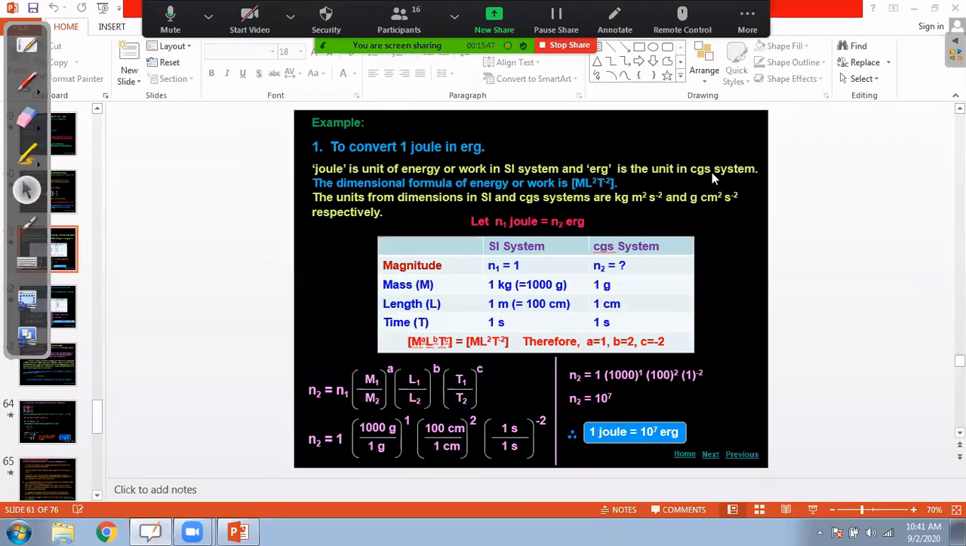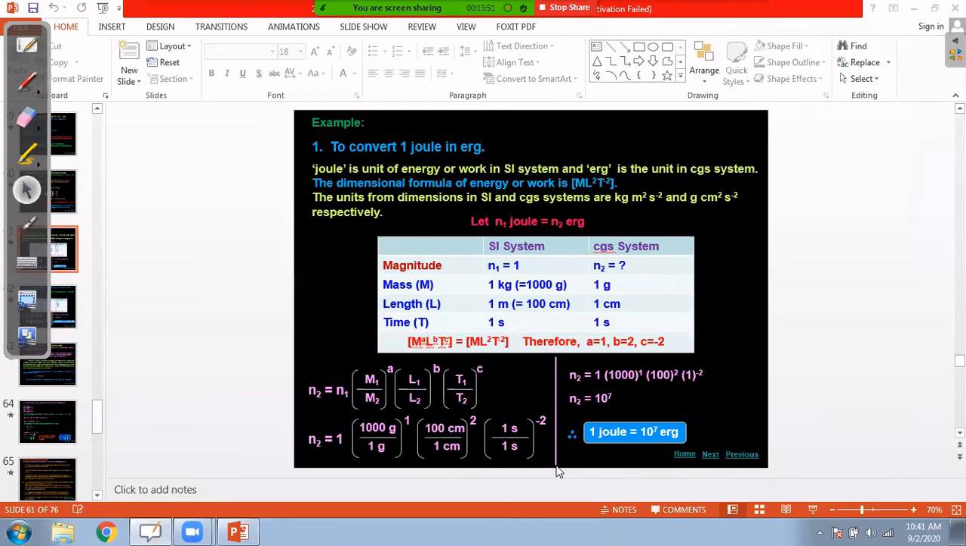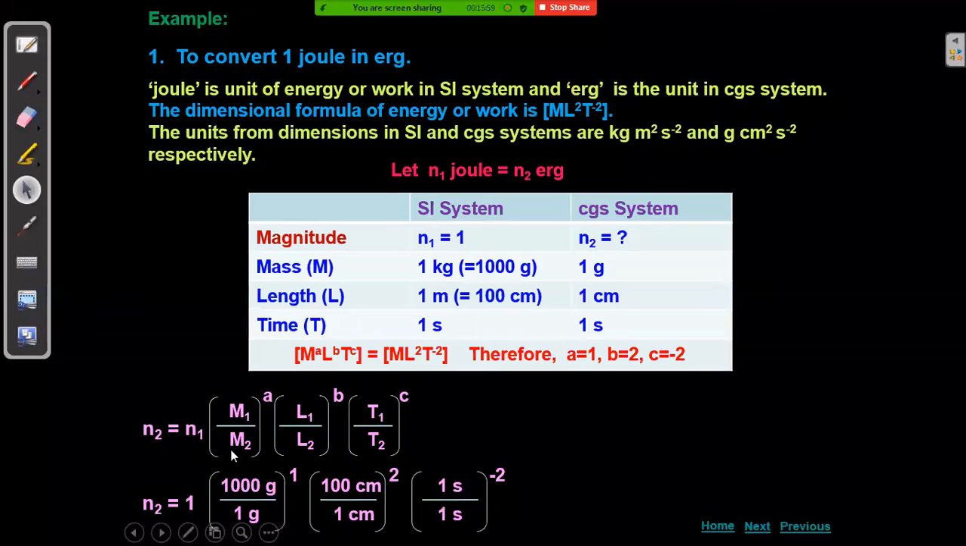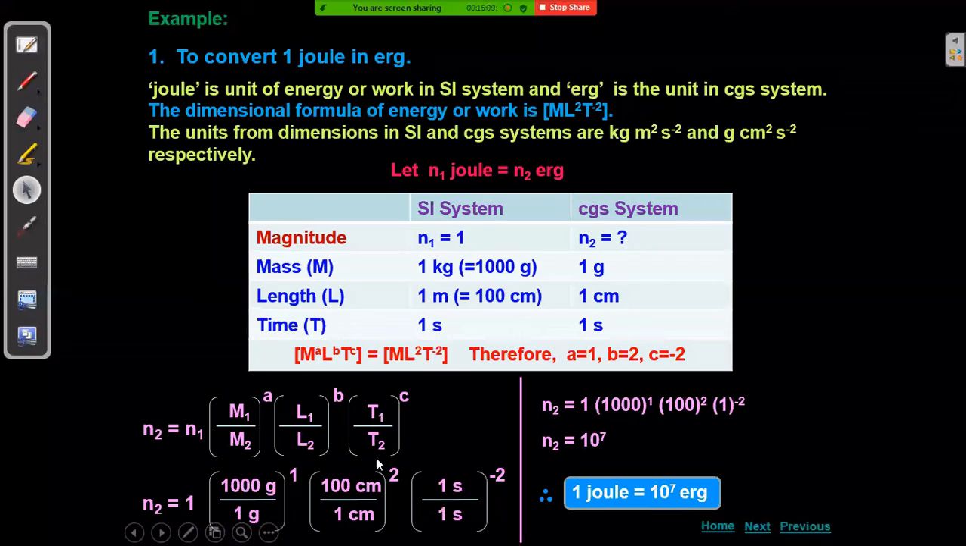Right now, that is what they have done. This M2, L2, T2, whichever is on the left side, they brought it to the other side and they have done. So however you do, we will end up with the same result. Whether you follow this method or that method, it will be the same. This formula we derived in the last slide, that is what we have written here.